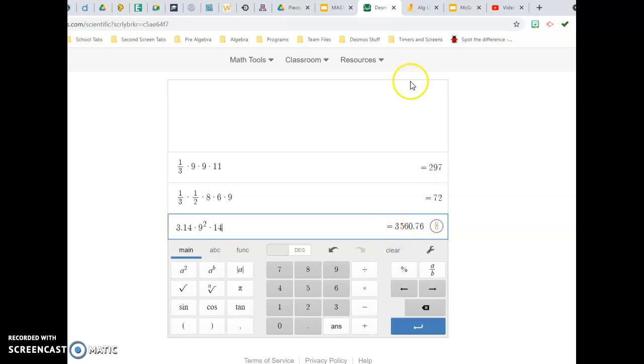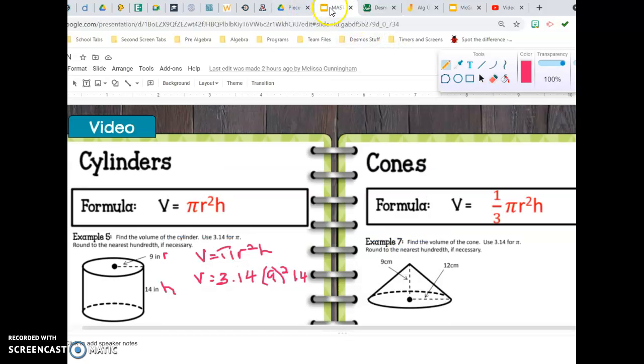So this is your final answer that you're going to transfer over here into your notes. So the volume of this cylinder is 3,560.76, and then the units are inches, and it's still cubed because all volume is recorded in cubic inches. So here is your formula and the work written out for the first example.